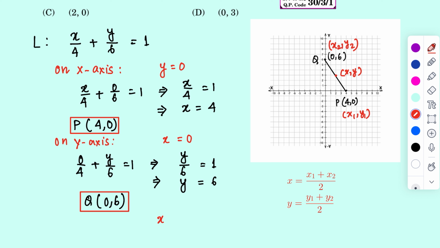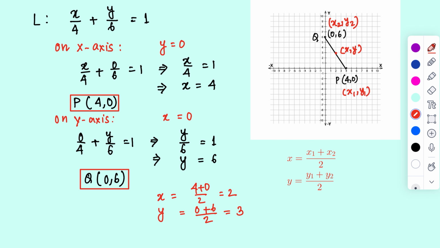So x will be equal to 4 plus 0 by 2, which is equal to 2. Similarly, y is equal to y1 is 0 plus y2 is 6 by 2, that is equal to 3. Hence, the coordinates of the midpoint will be x is 2 and y is 3. This is actually option A.